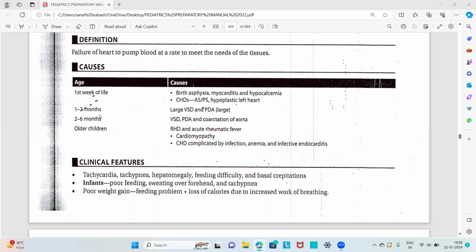At 1 to 2 months of life, the most common causes are a large VSD and patent ductus arteriosus. At 2 to 6 months of age, the causes are ventricular septal defect, patent ductus arteriosus, and coarctation of aorta. In older children, the causes are rheumatic heart disease and acute rheumatic fever, cardiomyopathy, and congenital heart disease complicated by infection, anemia, and infective endocarditis. So these are the causes in different age groups of children.